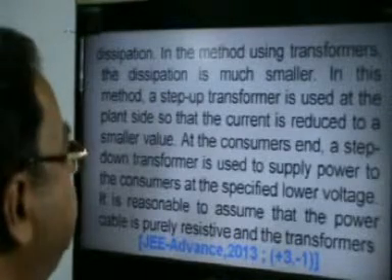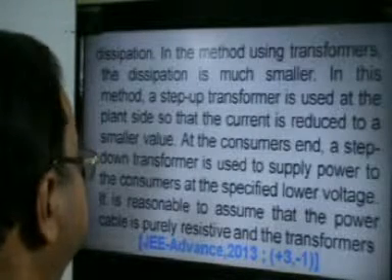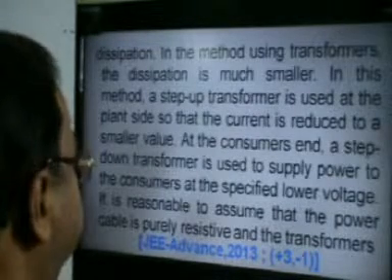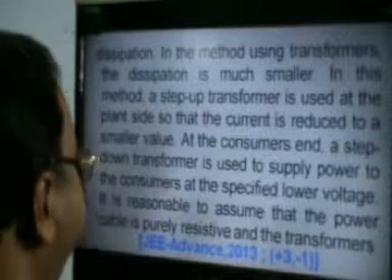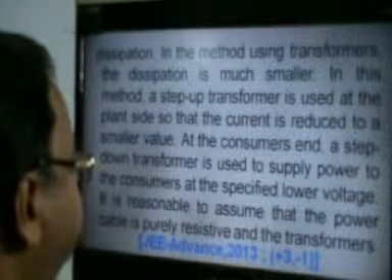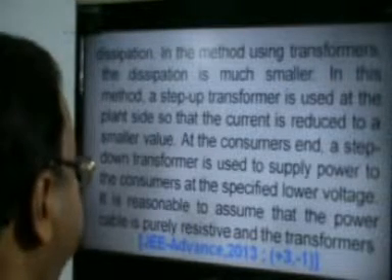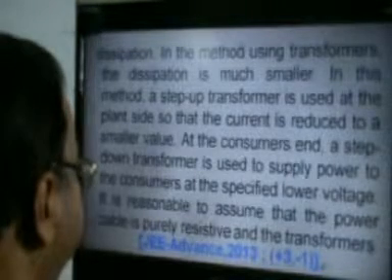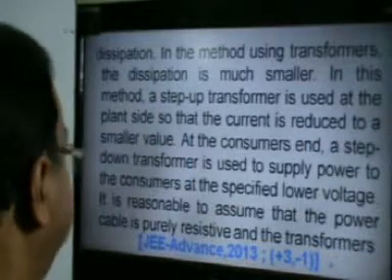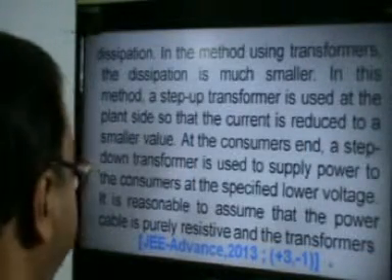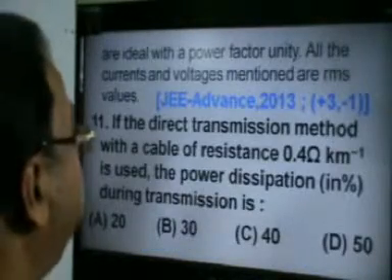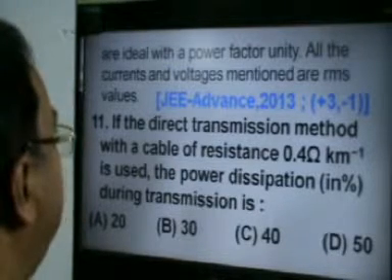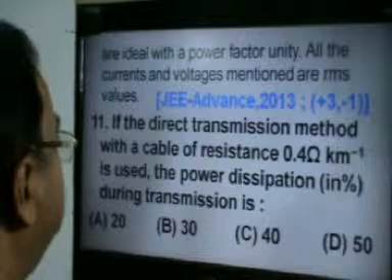In this method, a step-up transformer is used at the plant side so that the current is reduced to a smaller value. At the consumer's end, a step-down transformer is used to supply power to the consumers at the specified lower voltage. It is reasonable to assume that the power cable is purely resistive and the transformers are ideal with a power factor unity. All the current and voltages mentioned are RMS value.